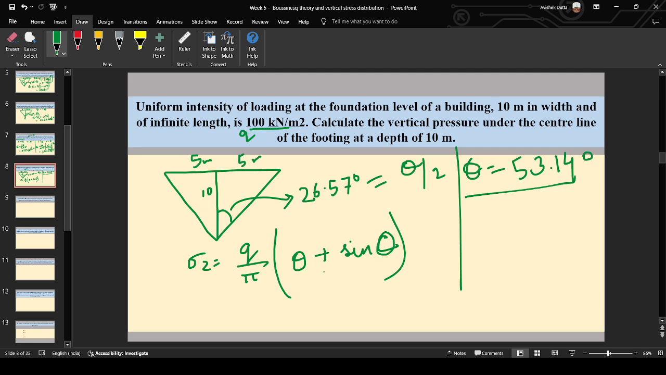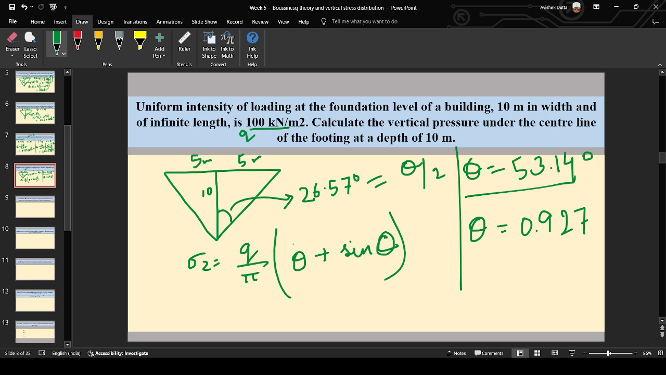Now what about the theta part? You have to convert this degree into radians. So theta in terms of radians is 0.927. I'll just solve it once again. To convert into radians, you multiply the angle with pi and divide by 180. So 53.14 into pi divided by 180 gives the value of 0.927.